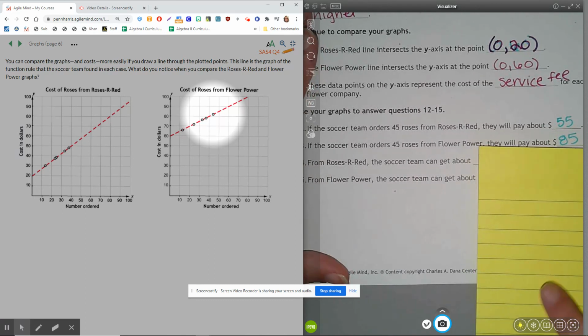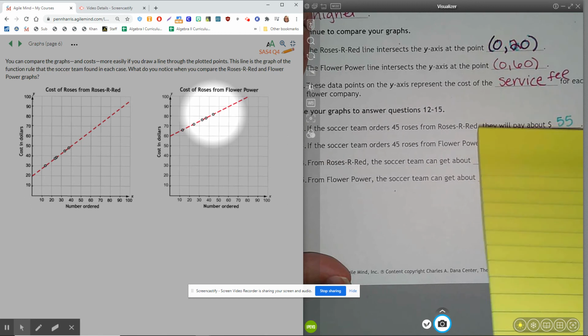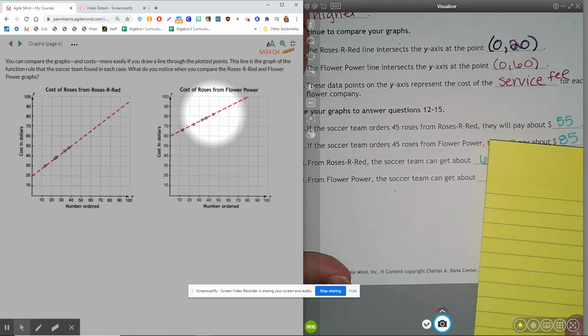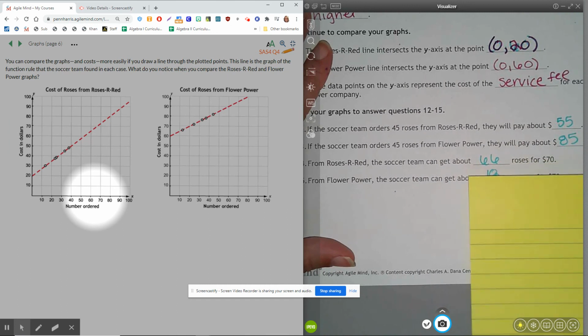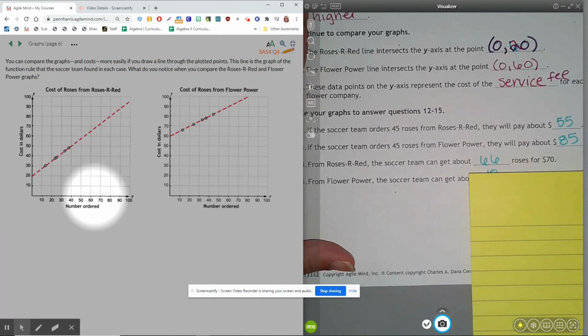So now we're going to work backwards. Roses Are Red, that's what we're looking at right now. They want to know for $70 from Roses Are Red. So I'm going to follow my dollars now at 70 all the way over, and then follow that down. And that's about $65, $66. Sorry, roses. 65, 66 roses I can get for $70.